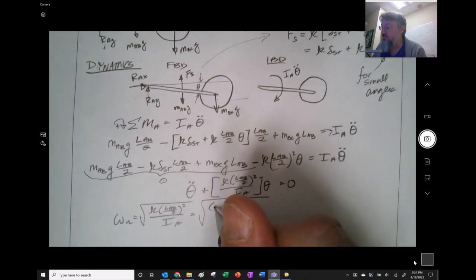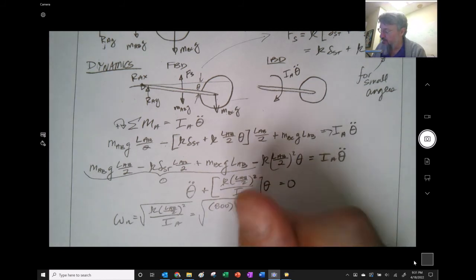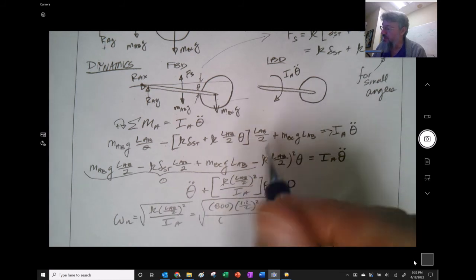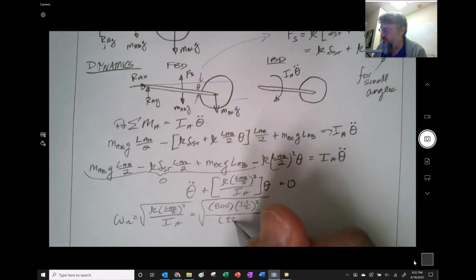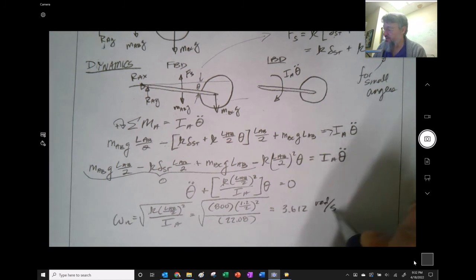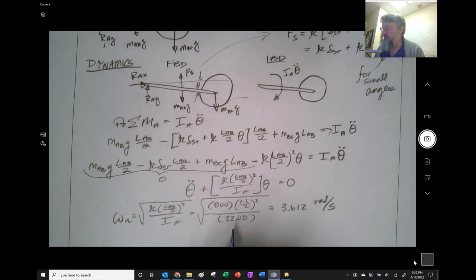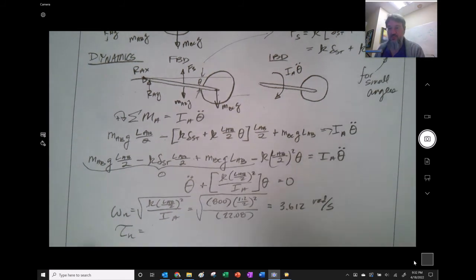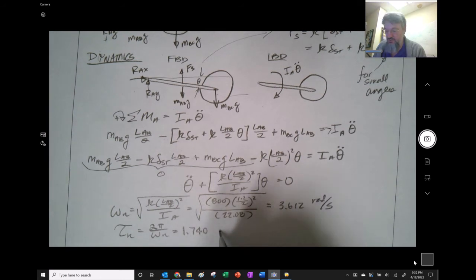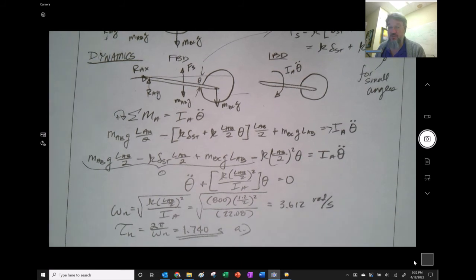So K was 800 newtons per meter, LAB was 1.2 over 2 squared, and then we found our IA, 22.08. And we're left with 3.612 radians per second. Part A of this was to find the period of vibration. That's the natural circular frequency, but we can find the period by going 2 pi divided by that. So 2 pi divided by 3.612 ends up being 1.740 seconds. That's the answer to part A.